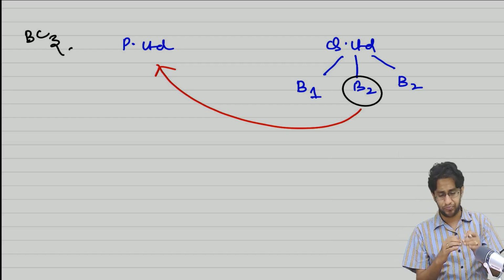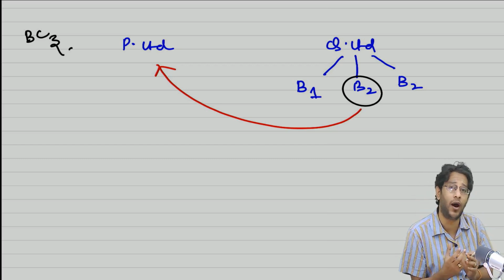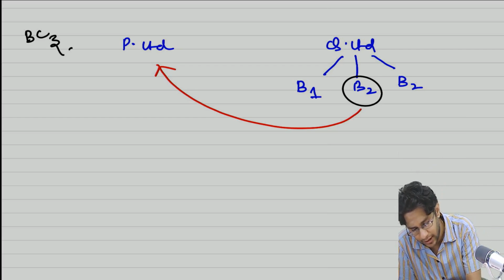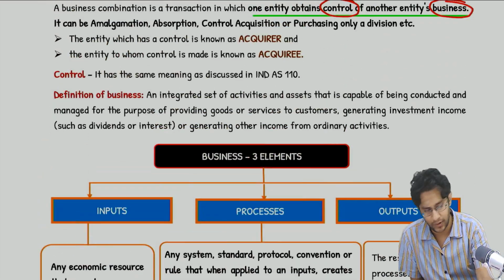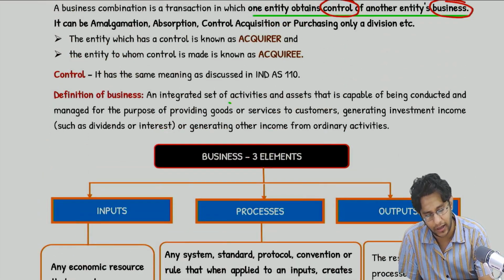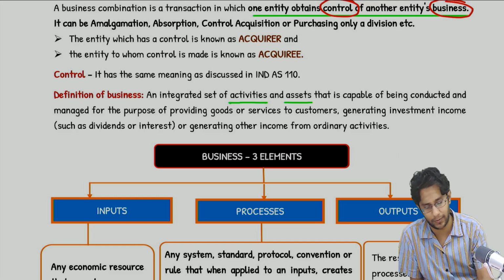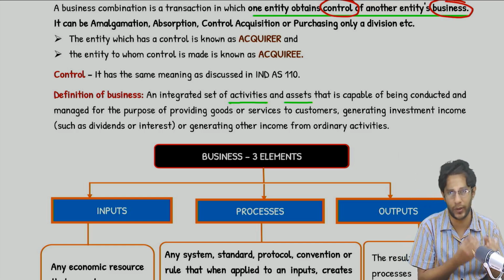So the scope of business combination in Ind AS 103 is very, very high compared to Accounting Standard 14. And now we'll see what is the meaning of business. Now the definition of business is like this. It is an integrated set of activities and assets that are capable of being conducted and managed for the purpose of providing goods and services to customers, generating investment income or any other operating income.